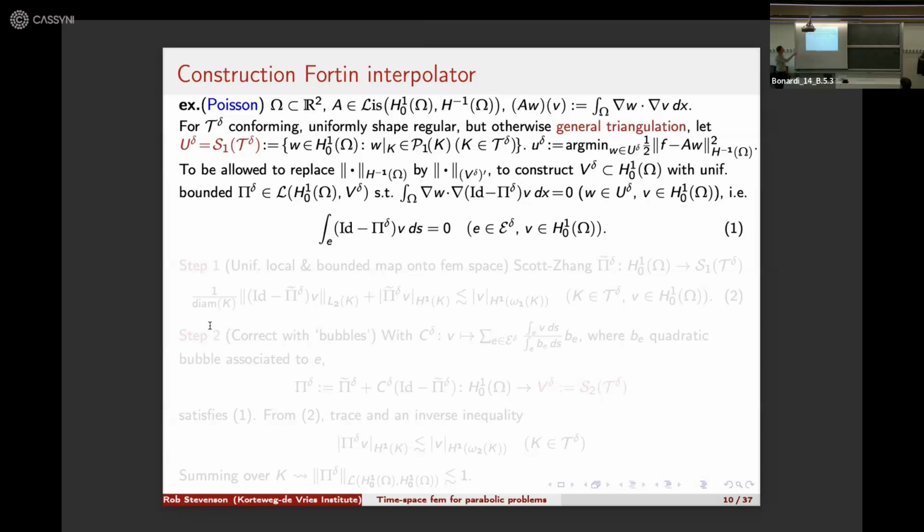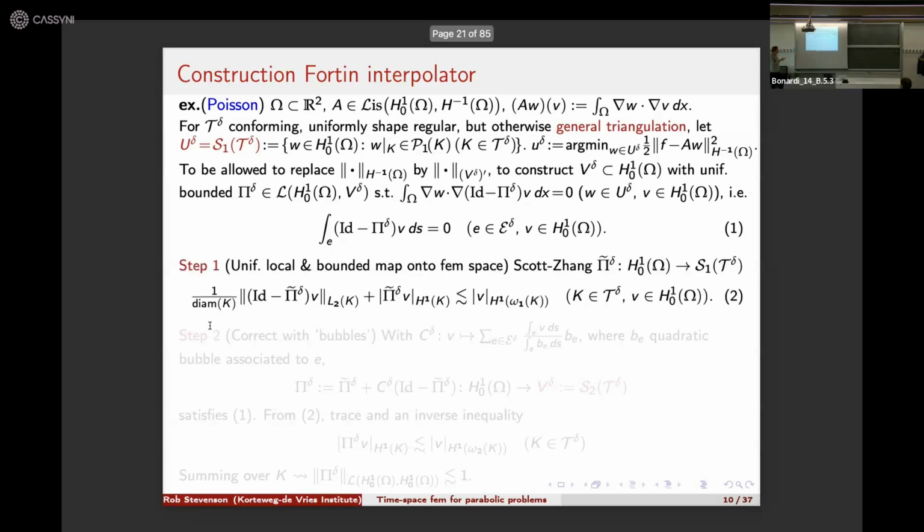Now, if you write this as a sum of integrals over the triangles, and you do integration by parts, and you use the fact that the Laplacian of a piecewise linear is 0, then you end up with this condition. So what you should have is a projector of phi to the test space such that identity minus this projector applied to any H10 function integrated over an edge in the triangulation should be 0. That should be 0 for all interior edges. So how do you make such a Fortin interpolator?